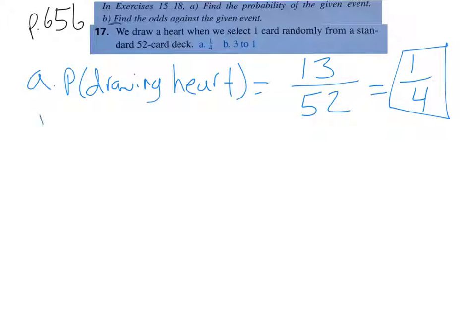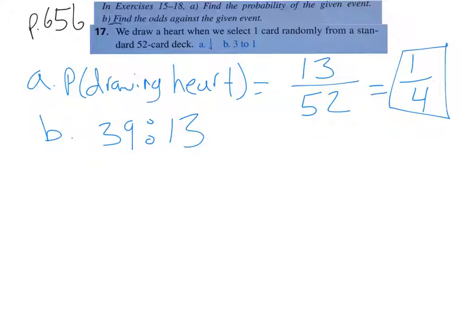That's part A. Now for part B, we want the odds against the event. So the first number is going to be the number of ways we could not get a heart. And you can do this 2 ways. Let's start with just the raw numbers. If there are 13 hearts, that means there's 39 non-hearts. I could figure that out by taking 52 and subtracting 13, right? 13 are hearts, all the other cards aren't hearts. So there's 39 non-hearts, and that's the number of ways our event cannot occur, versus the number of ways our event can occur. It's just 13, right?